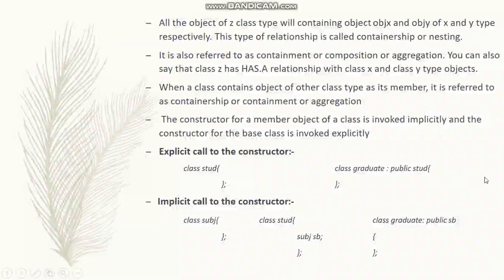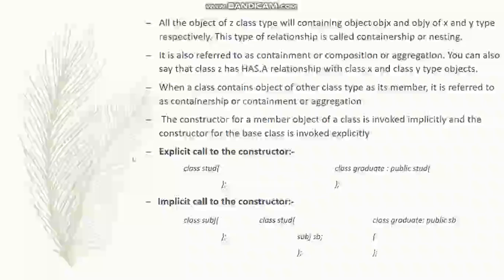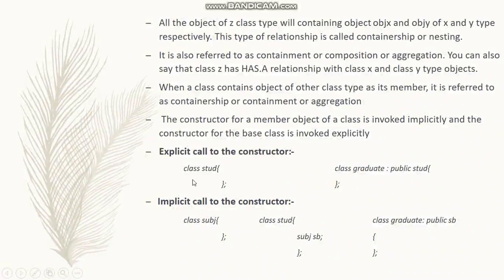When a class contains an object of another class type as its member, it is referred to as containership or containment or aggregation. The constructor of a member object of a class is invoked implicitly, and the constructor of a base class is invoked explicitly. This is calling of an explicit constructor, where we have directly called with the class name, and this is how we will call an implicit constructor with the help of the object name.